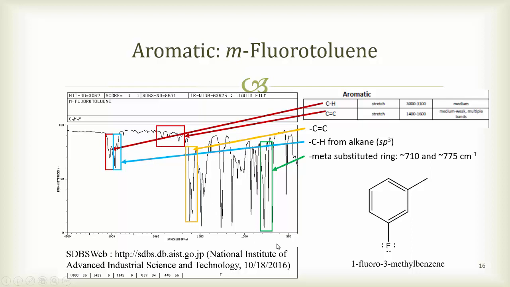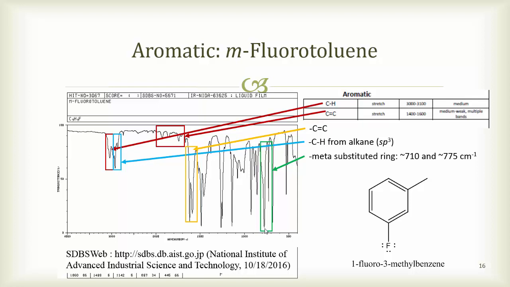And then again, something to look for in the fingerprint region is going to be between 700 and 800 wave numbers. So for a meta-substituted ring, you should be looking for a peak right around 710 wave numbers, and then another one around 775 wave numbers. And again, these are rough estimates, but there should be 2 peaks in this region.